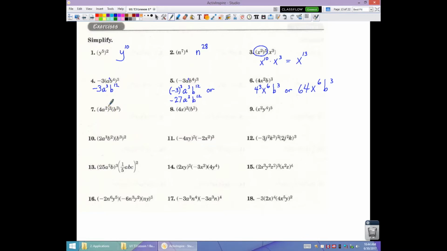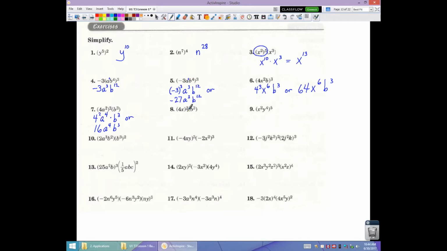Number 7, again, we're going to have to use a couple of rules here. First, we have to do the power to a power rule. So that's 4 squared a to the 4th. And then we're going to multiply that by b to the 3rd. Now, since there's no common base here, we can't simplify that anymore other than to possibly say we can call that 4 squared 16 a to the 4th, b to the 3rd. So either of those answers.